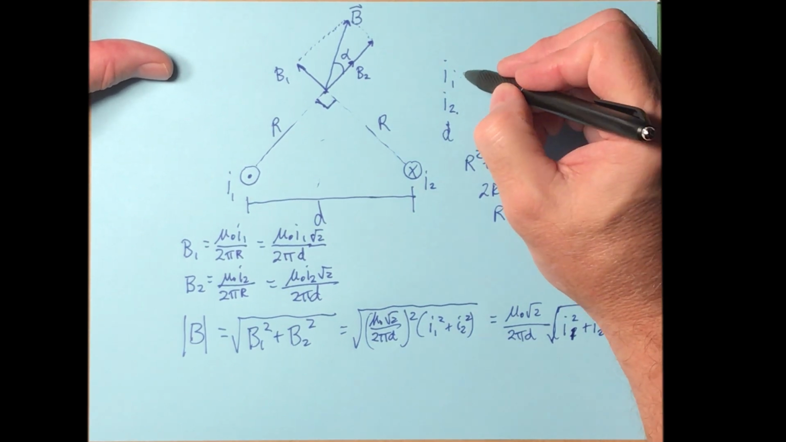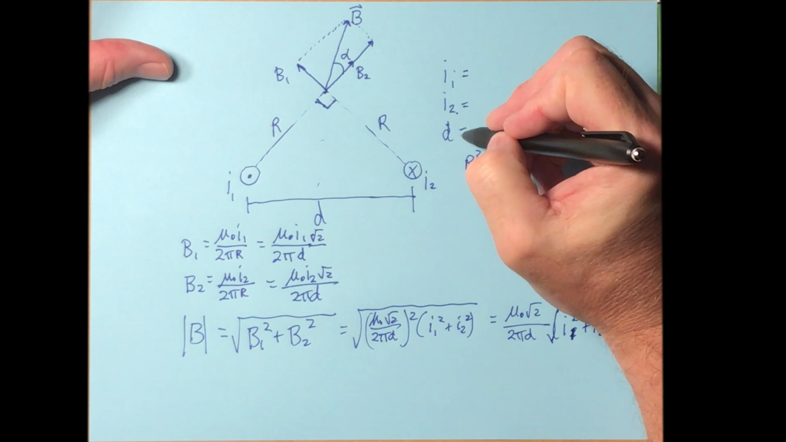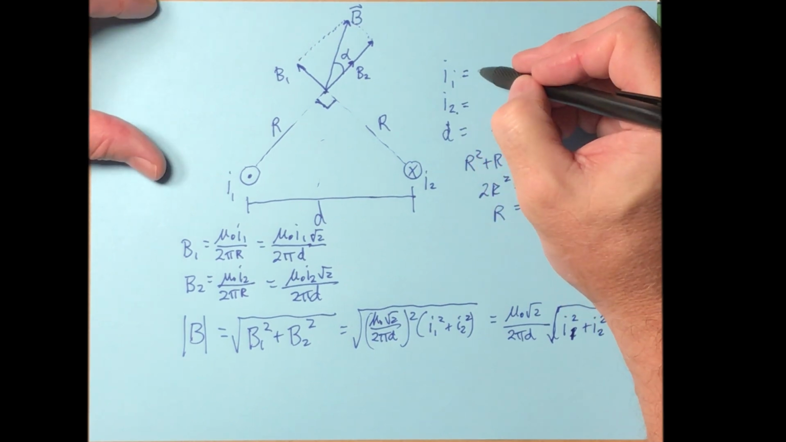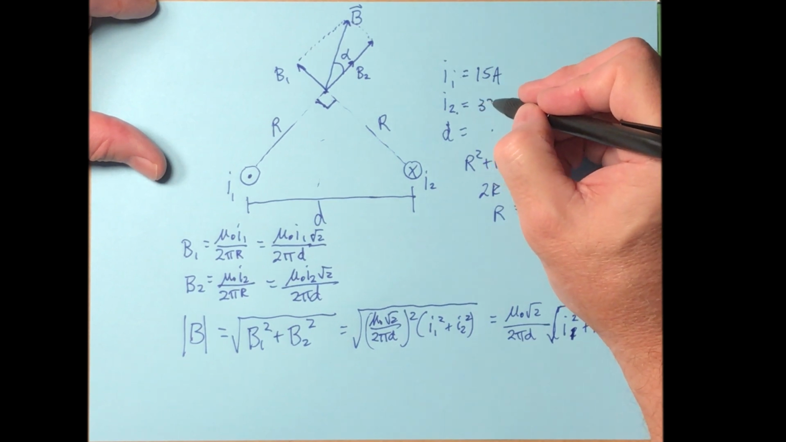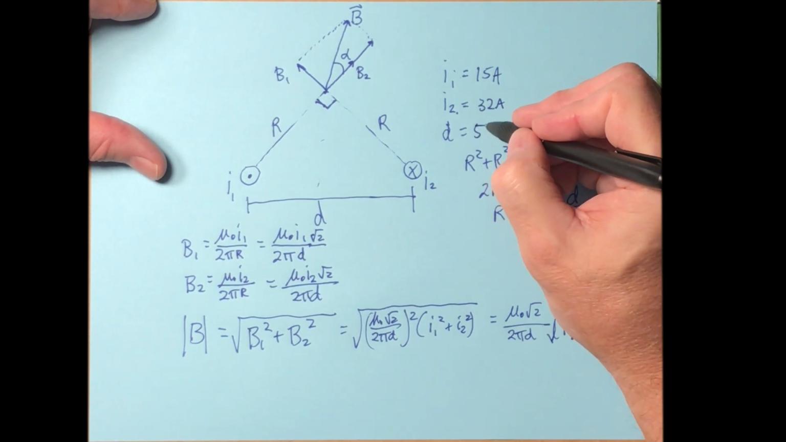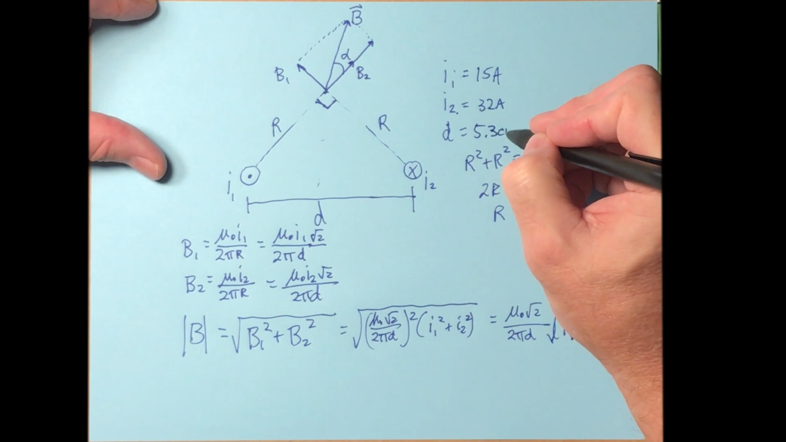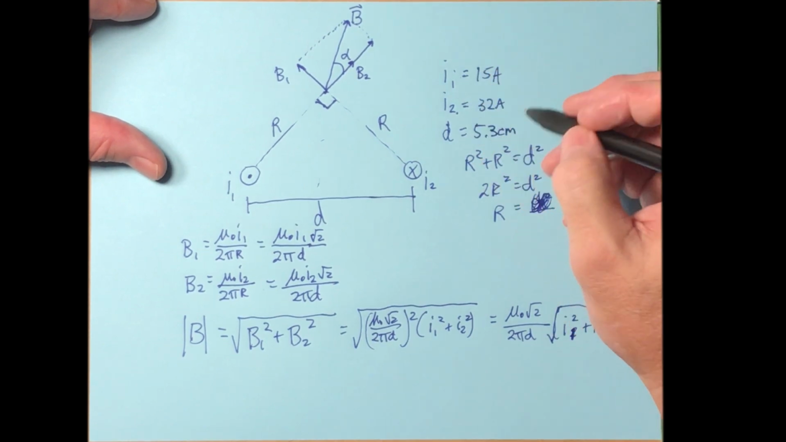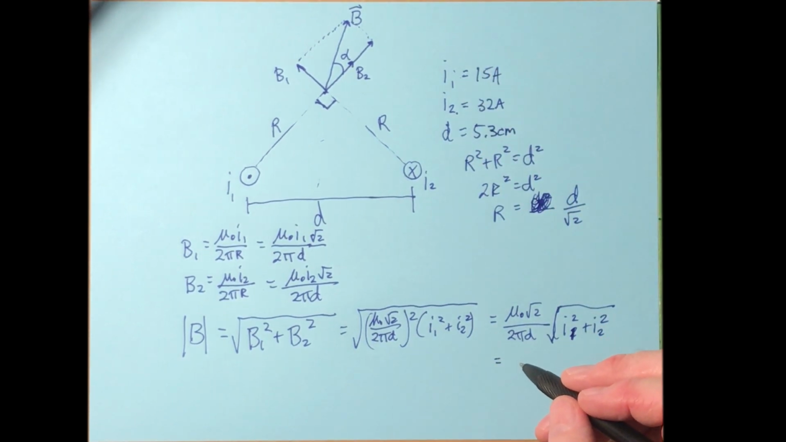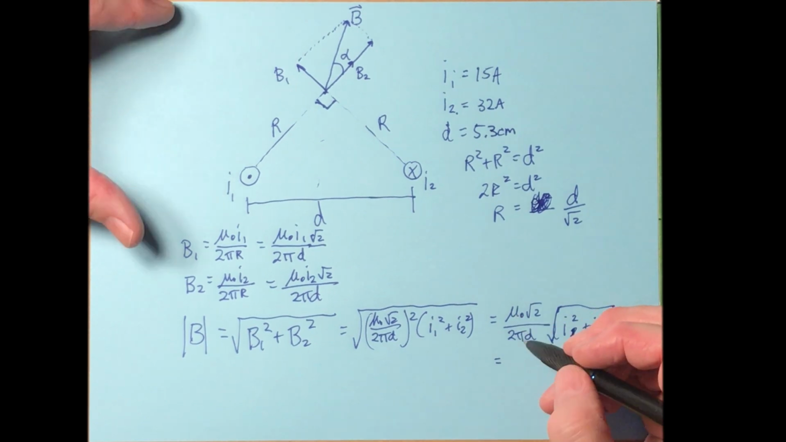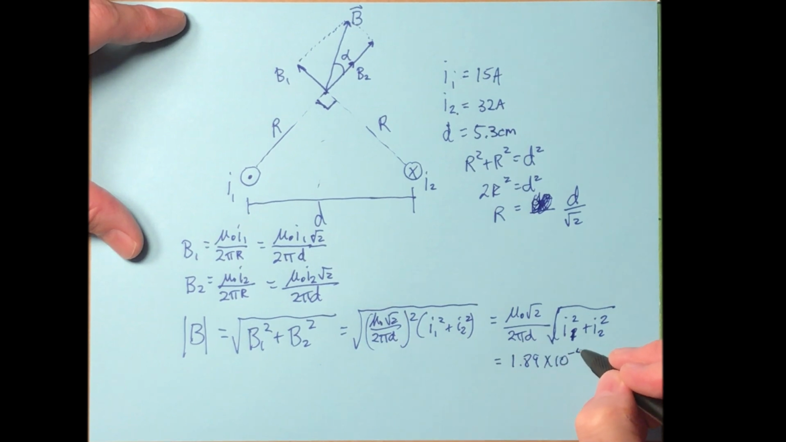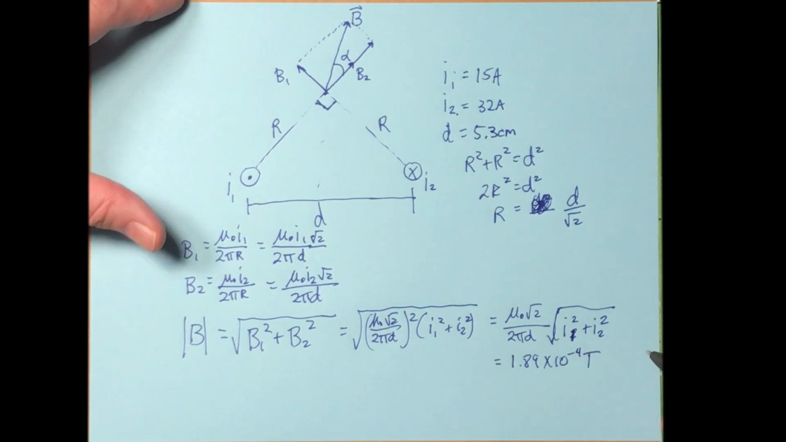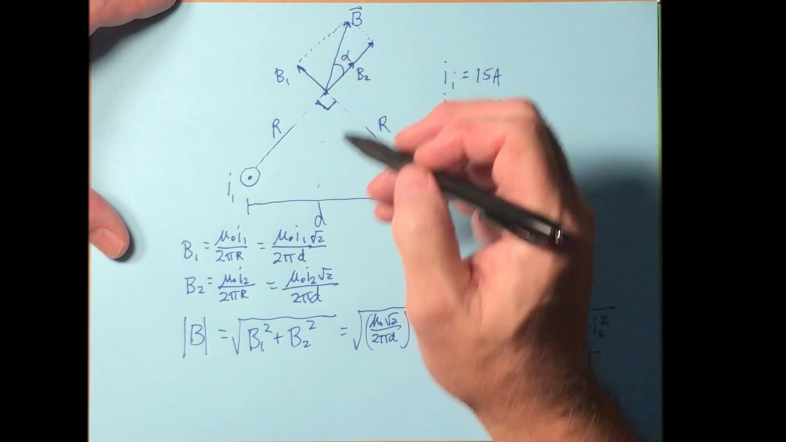If I were given values for I1 and I2 and D, we should be able to figure this out. In fact, I have a problem with it. That's 15 amps, that's 32 amps, and this is 5.3 centimeters. If we take those values and plug them in here, I've already got this one in my notes. B turns out to be 1.89 times 10 to the negative 4th Tesla. So you can check.